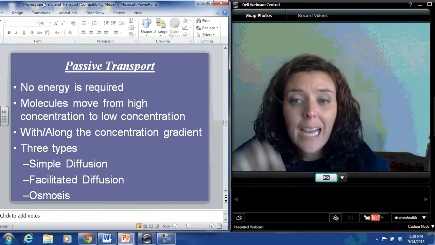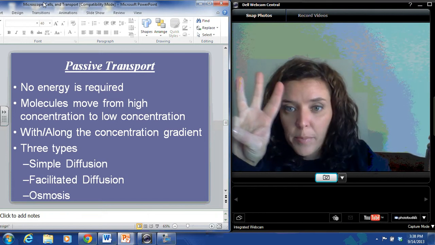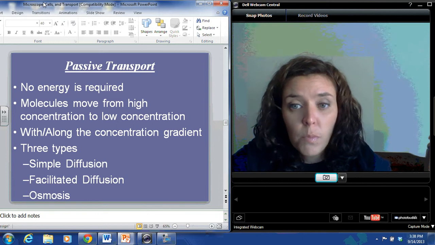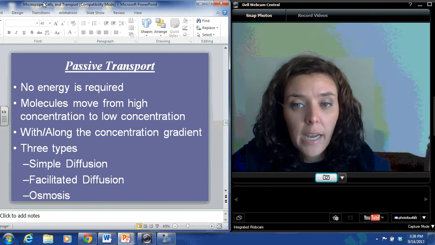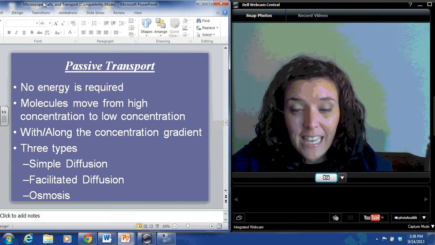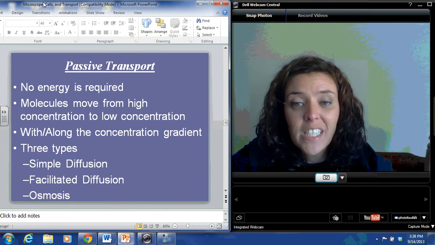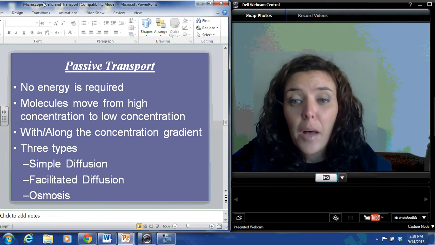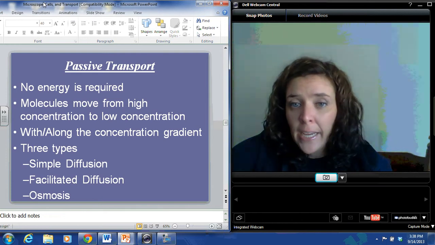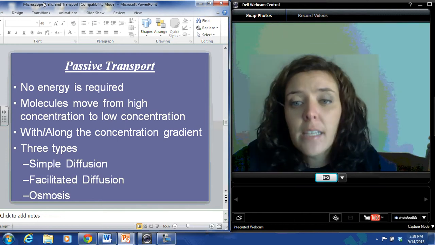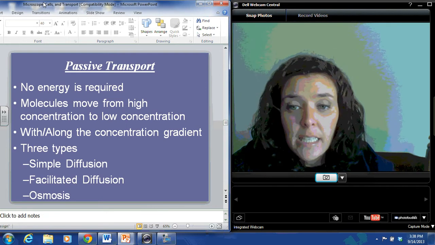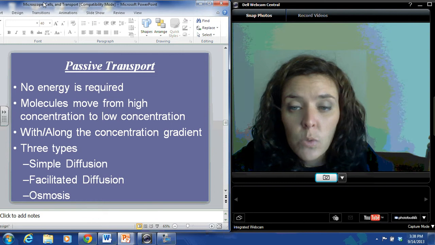There are three types. Simple diffusion, which is just regular movement of molecules from a high concentration to a low concentration. Then there is facilitated diffusion. If you think about facilitate, that means there's a helper there. And so in this case, the molecules still move from high to low, but they need help, and that help is a protein carrier.